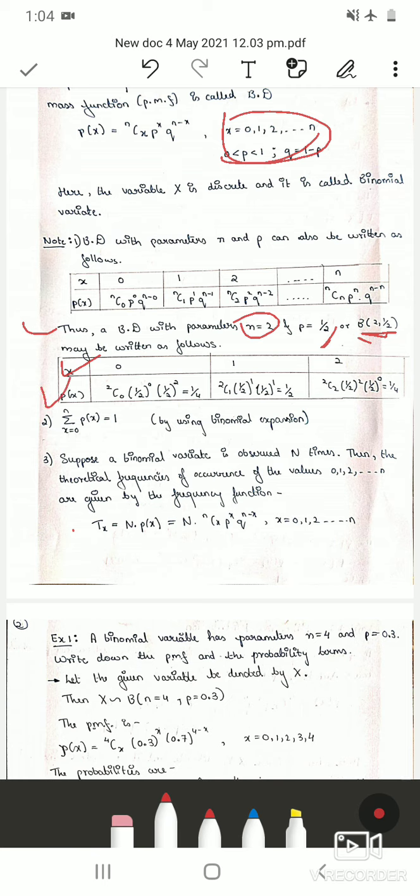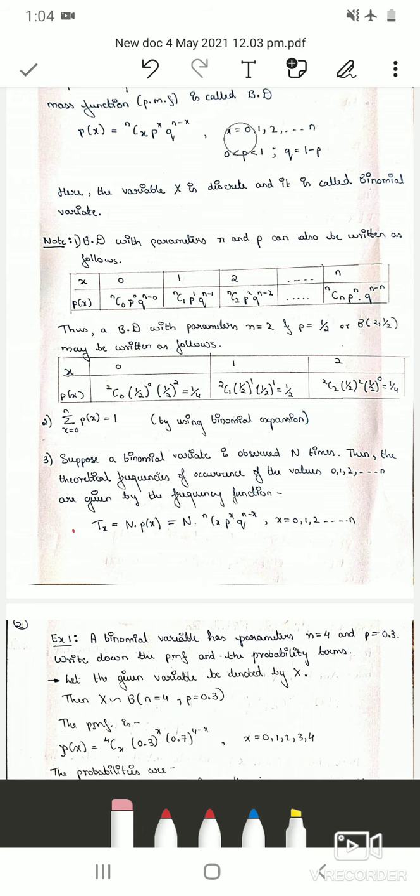Now we will see the PMF. So when x is 0, then P of x will be 2C0. Why 2? Because in place of n we are substituting 2. So it will be 2C0 into p is 1 by 2, so it is 1 by 2 raised to 0. And we know q is 1 minus p. So 1 by 2 is 0.5, so 1 minus 0.5 is 0.5 or 1 by 2. So q and p are 1 by 2.